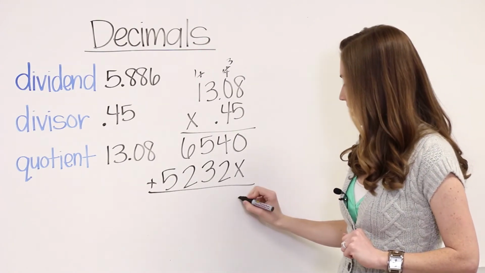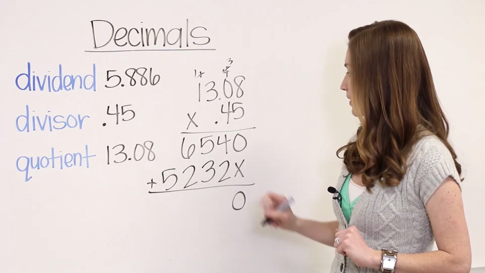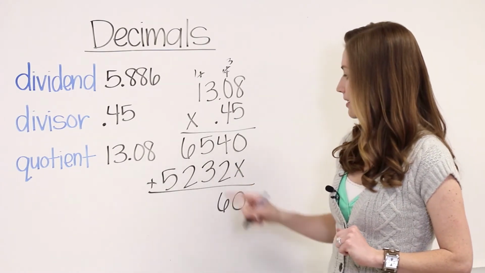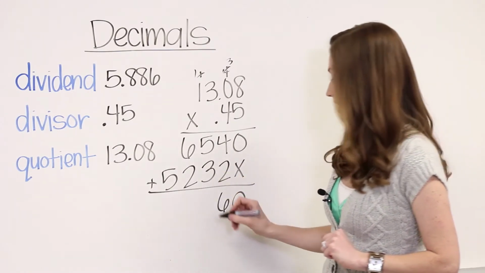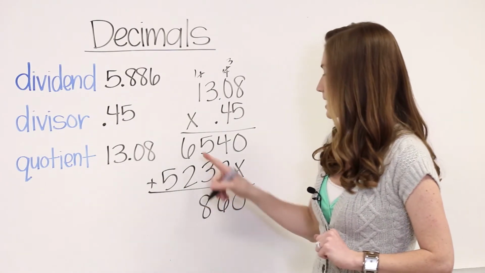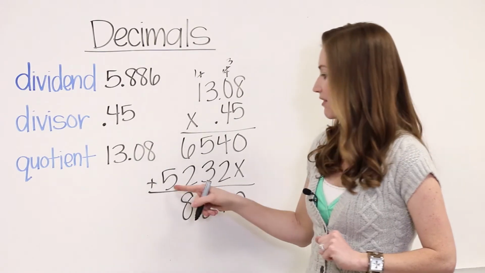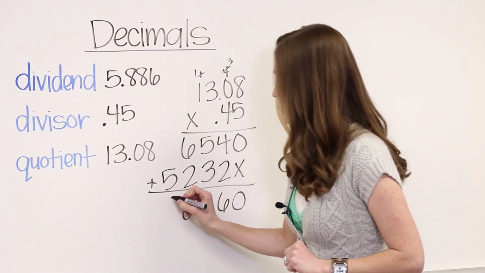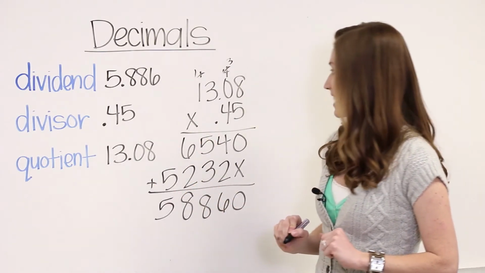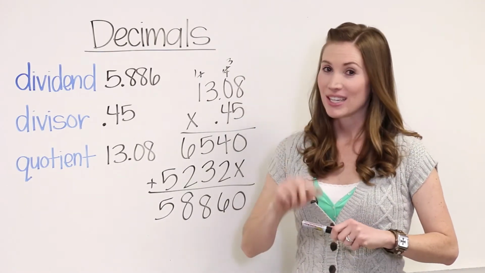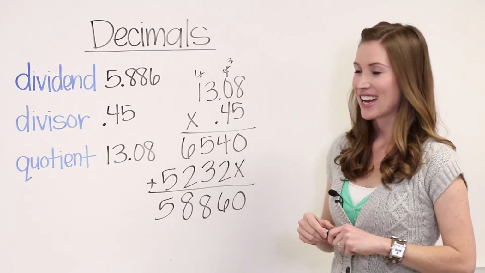0 plus nothing is 0. 4 plus 2 is 6. 5 plus 3 is 8. 6 plus 2 is 8. And 5 plus nothing is 5. Now what's the last thing we need to do? If you said account for the decimal, that's correct.